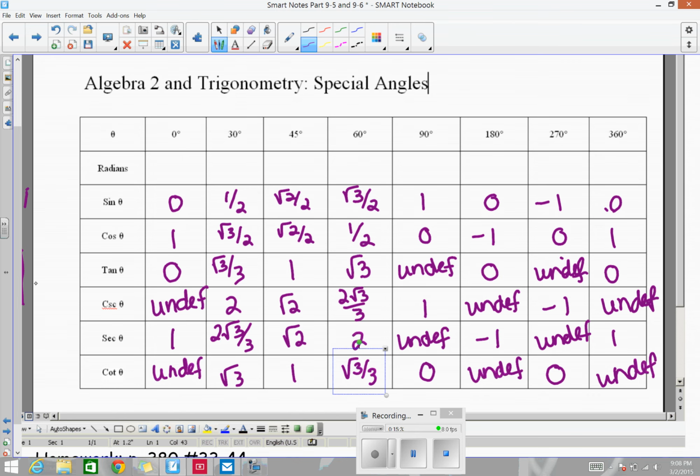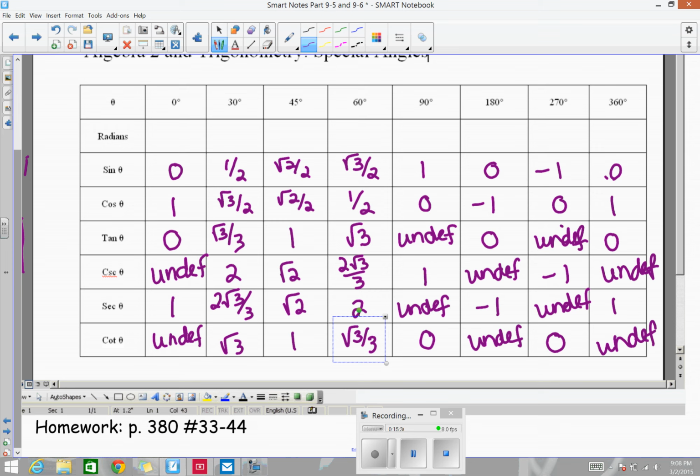All right? So we'll do a little bit more work on this in class. And again, you really want to get this concrete because we're going to build on it. We're going to do multiples of 30s and 45s and 60s, and you need to know how to find these.